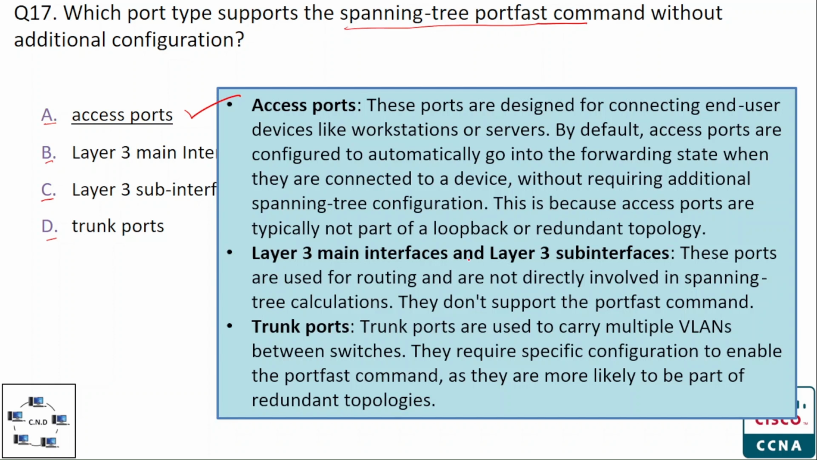This is because access ports are typically not part of a loopback or redundant topology. Layer 3 main interfaces and Layer 3 sub-interfaces are used for routing and are not directly involved in spanning tree calculations. They don't support the PortFast command. Trunk ports are used to carry multiple VLANs between switches. They require specific configuration to enable the PortFast command, as they are more likely to be part of redundant topologies.